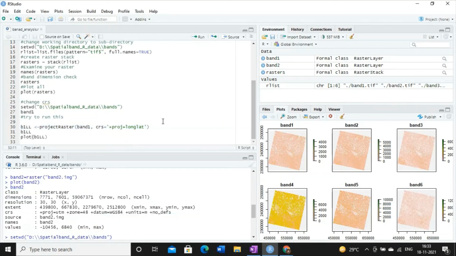This is a simple line of code, but it contains some information like datum, WGS84, and zone information. You have to know all of this in detail. That's why I am explaining this.